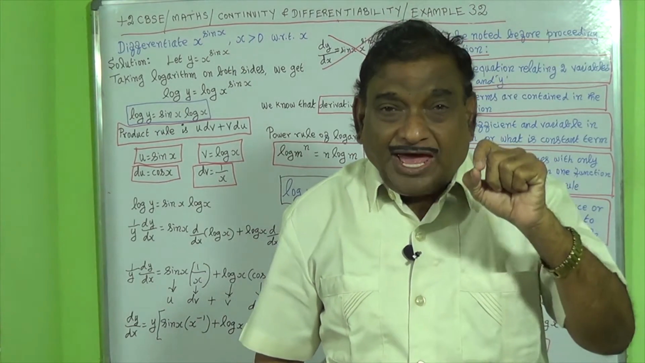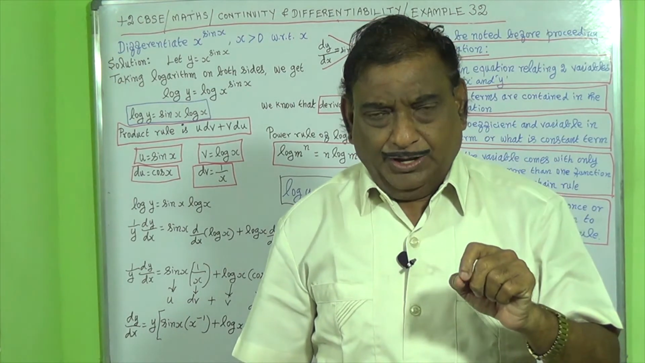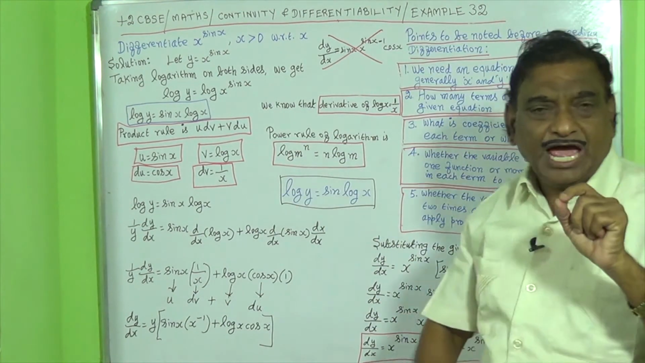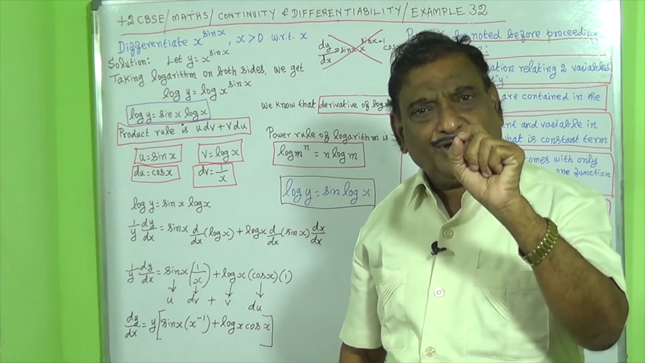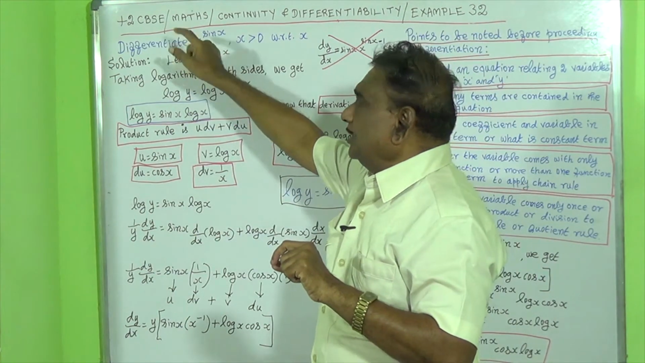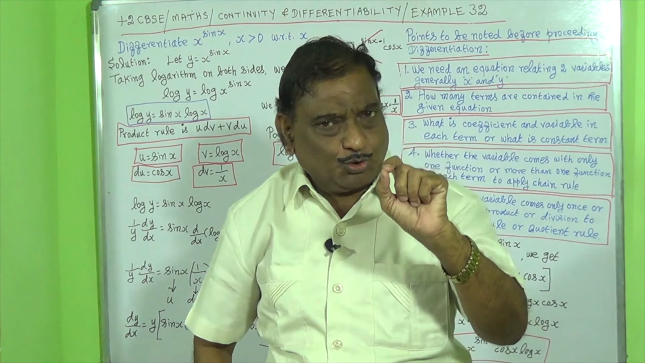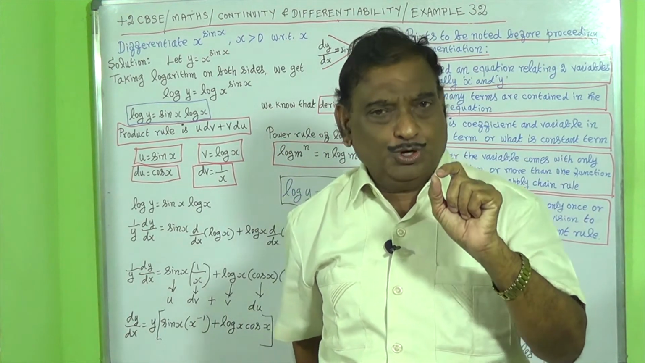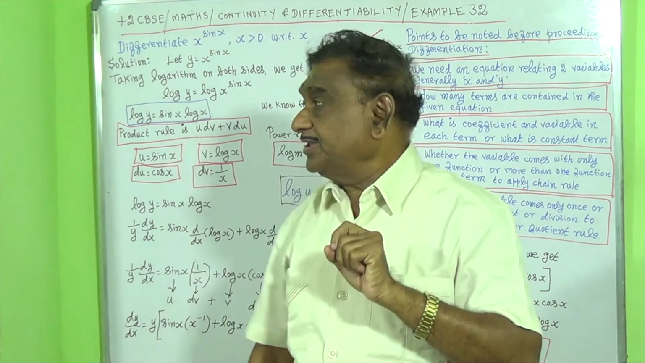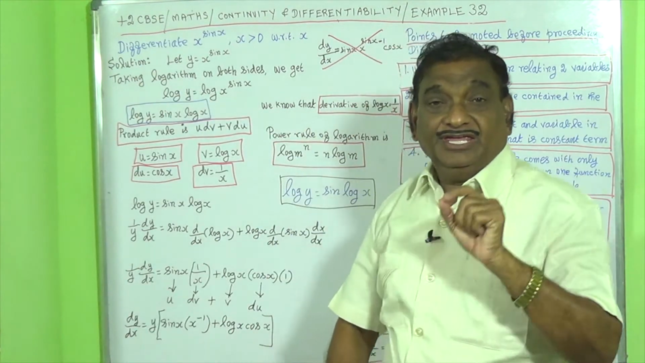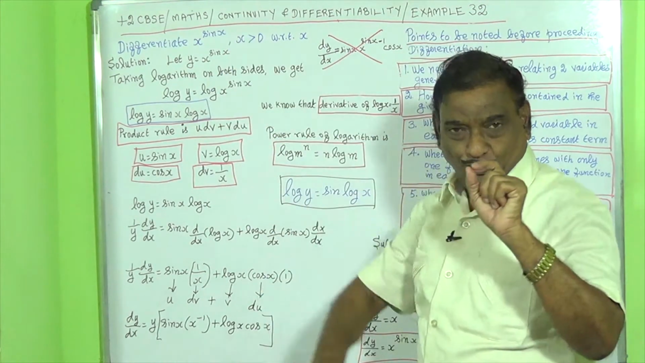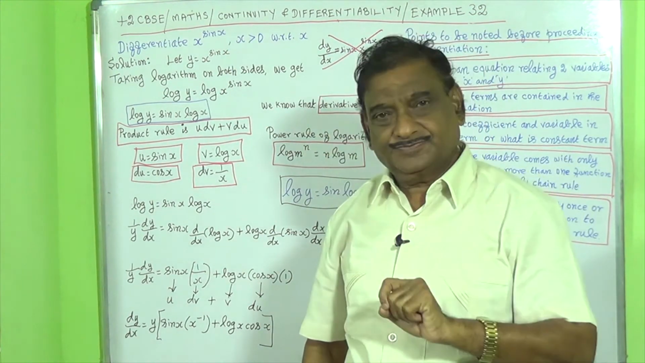My dear students and parents, in this video we are going to see the sum example 32 in the chapter continuity and differentiability in the subject mathematics to the +2 CBSE students. It is also very useful to the IIT students. What is the sum? Differentiate x to the power sin x, x greater than 0 with respect to x.